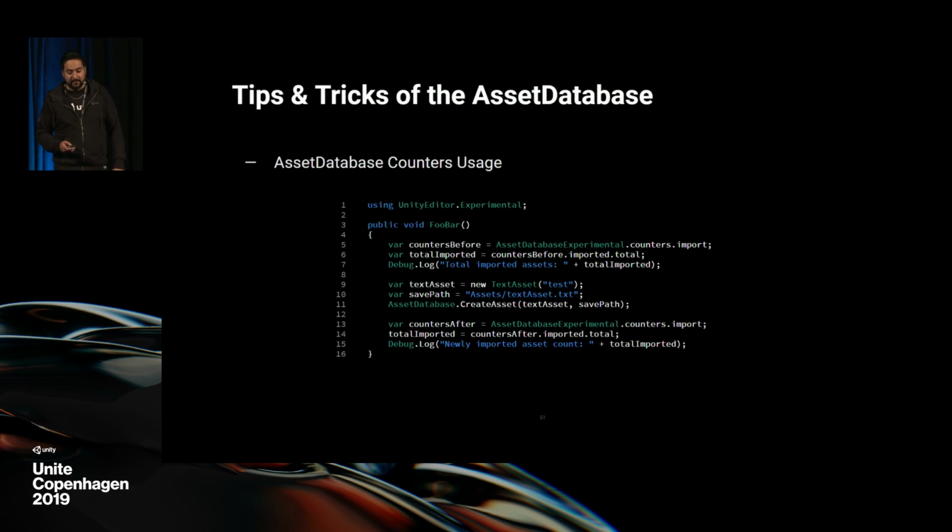In this example, we have the counters from before. These are the import counters. And we want to find out how many assets were imported up to this point in time. Then I want to create a brand new and very useful test asset txt and call create asset on that. So it creates it. Then I get the counters again, and I output the new count, which is essentially one more than it was before. And this can help you track the state of the import process for the asset database, and for your asset management systems as well.